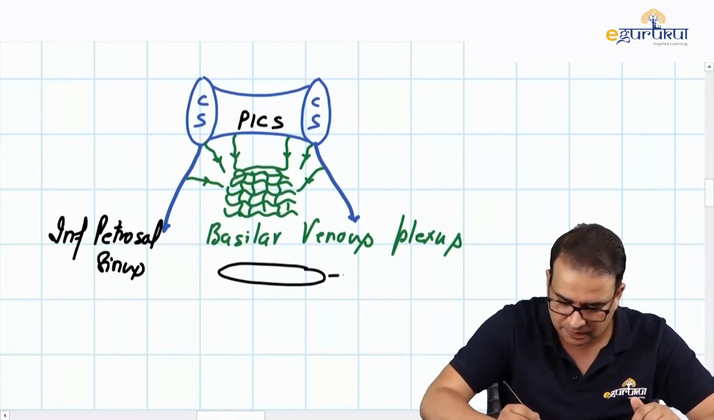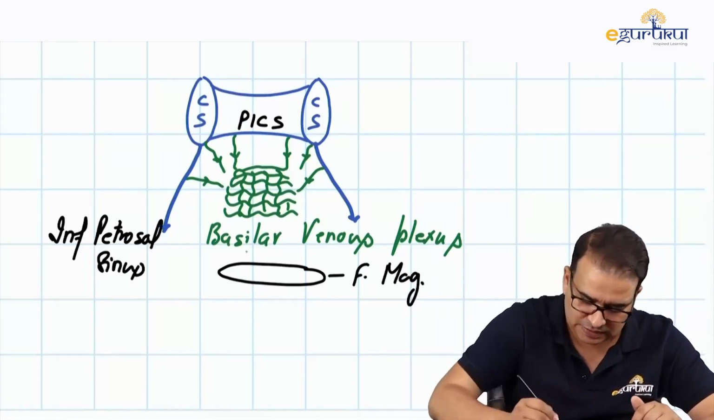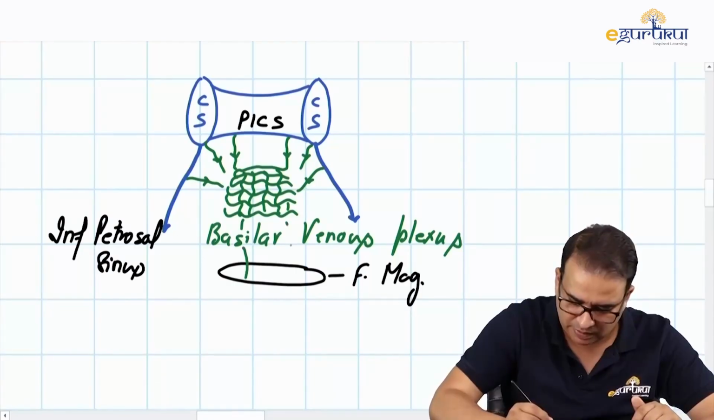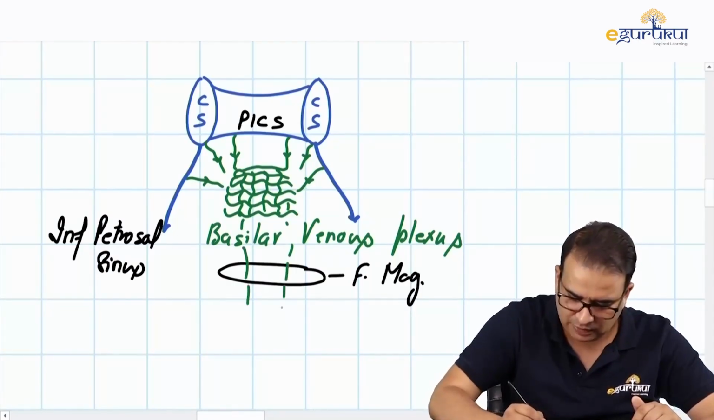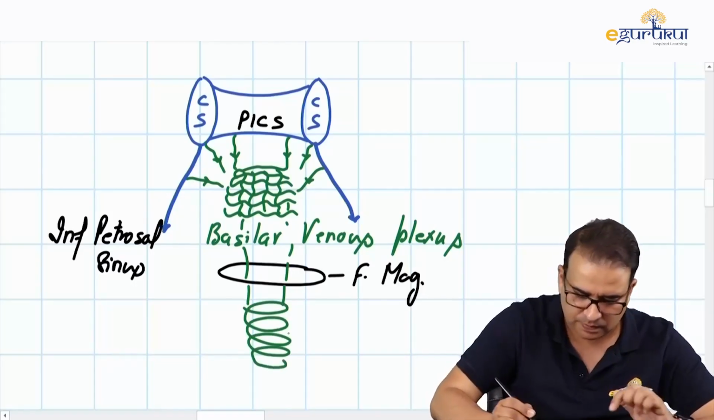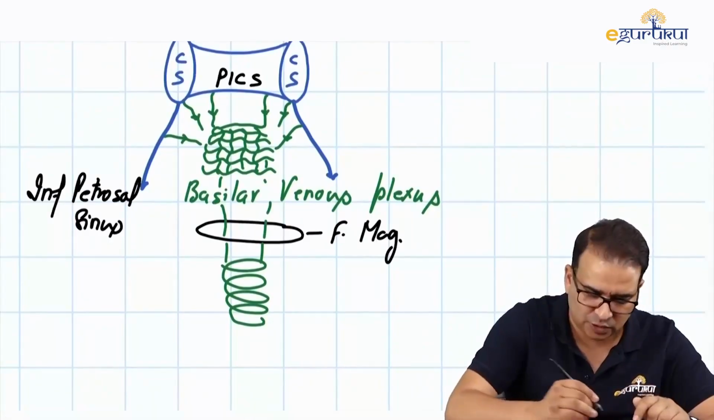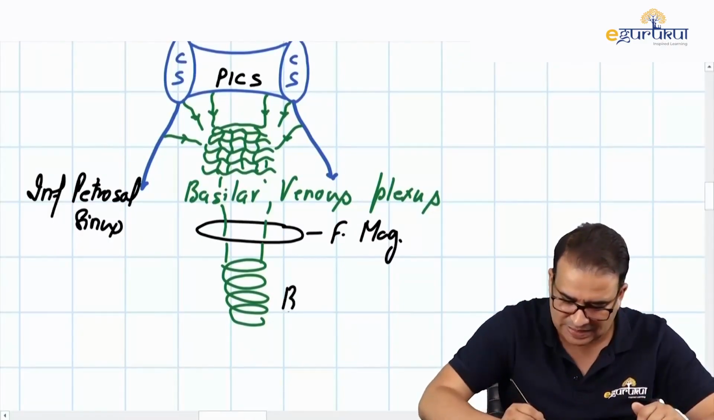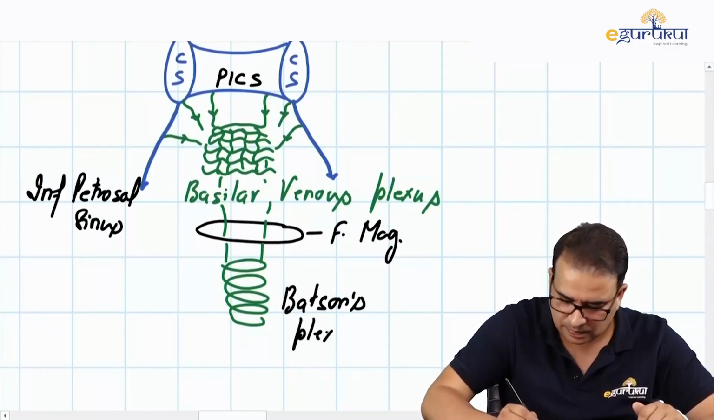of the foramen magnum. If I just put a foramen magnum here, you will see this basilar venous plexus will be continuing out of the foramen magnum here, and will continue with the plexus which is present around the spinal cord. And that plexus is called what? That is called the vertebral venous plexus or Batson's plexus.